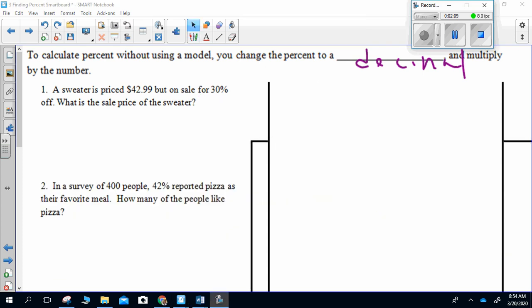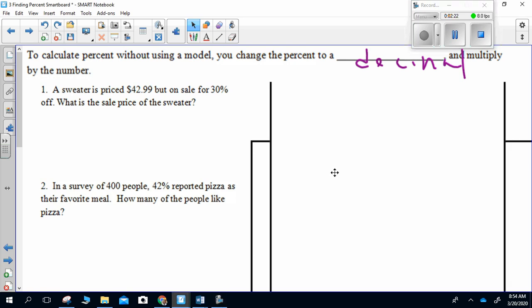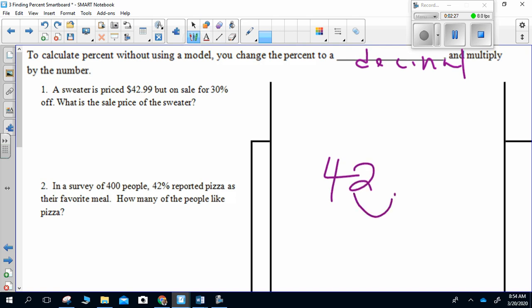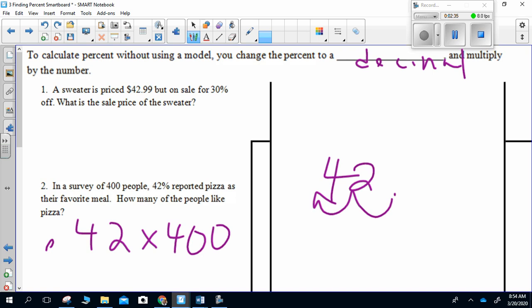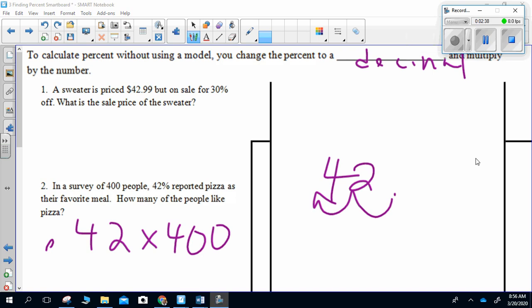On this question, it says in a survey of 400 people, 42% reported liking pizza as their favorite meal. How many people like the pizza? So we're going to change our percent to a decimal. Once again, it's 42. Move my decimal point 2 places to the left. So it's 42 hundredths. So I'm going to multiply 42 hundredths times 400.